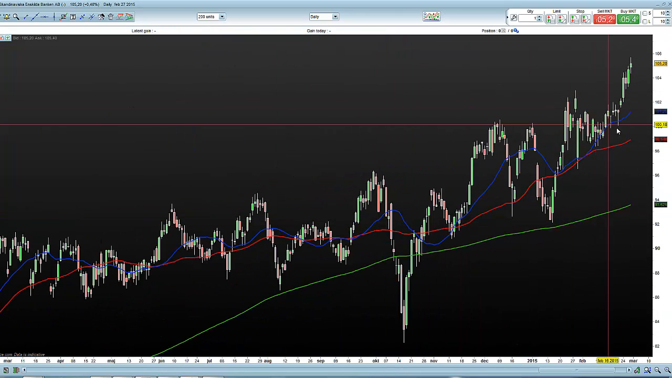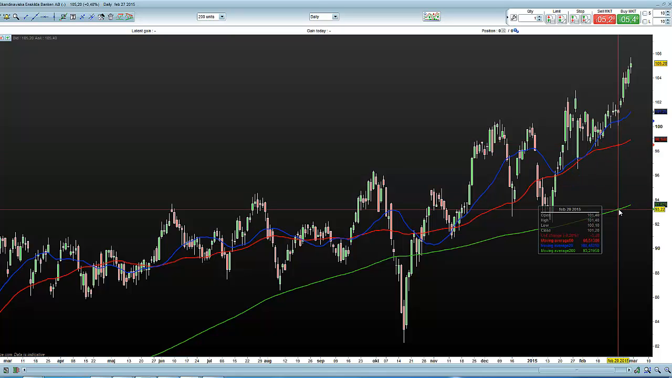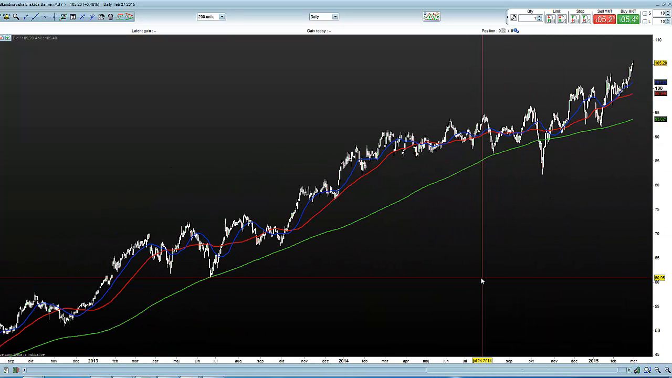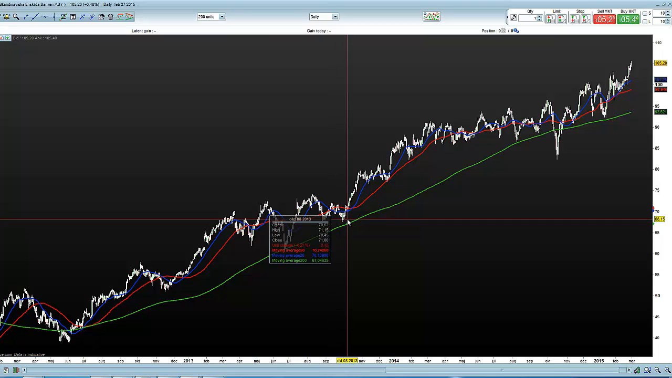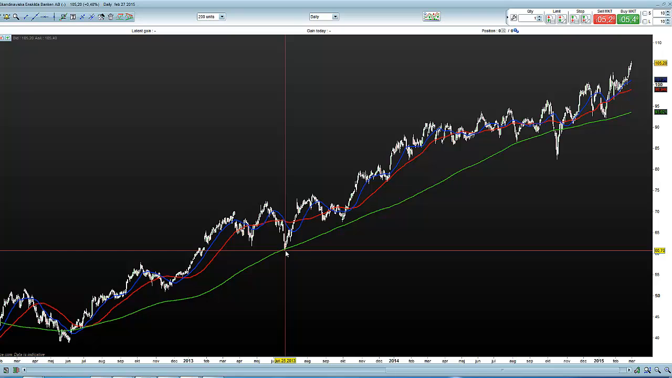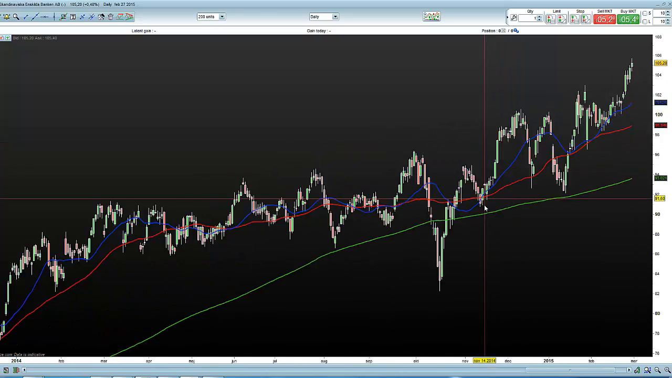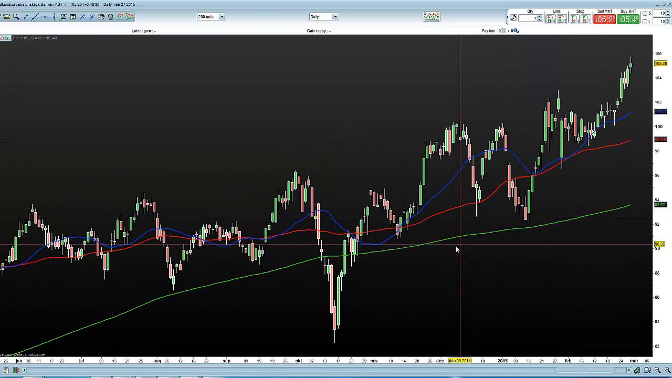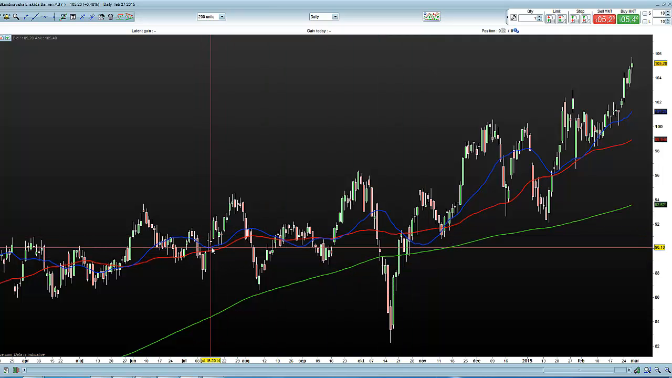These are just the 20, the blue one, the 50, the red one, and the 200, the green one. As I said in the previous video, these are, especially the 200, a very good support area. Get to the 200, bounces. Get to the 200, bounces, etc. So you can use it as support and resistance, of course. You can use the 20 and the 50 as well.